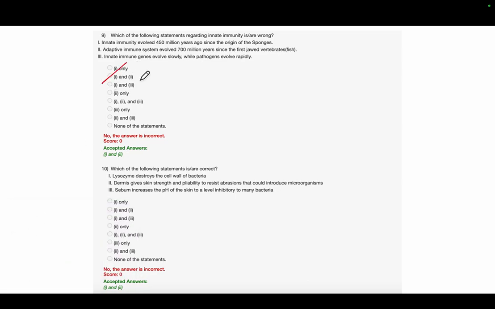1 and 2. Which of the following statements is or are correct? Lysozyme destroys the cell wall of bacteria. This is true. Dermis gives skin strength and pliability to resist abrasions that could introduce microorganisms. This is also correct. Sebum increases the pH of the skin to a level inhibitory to many bacteria. No, this is not true. Option will be 1 and 2.